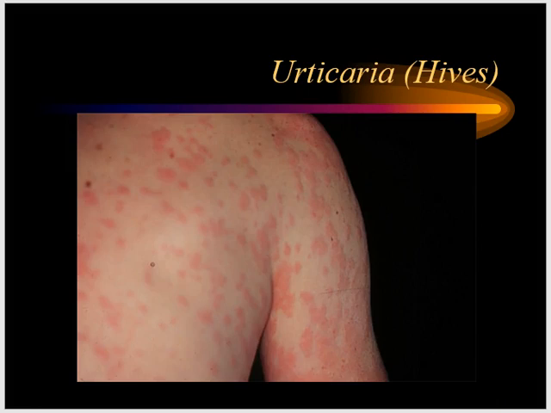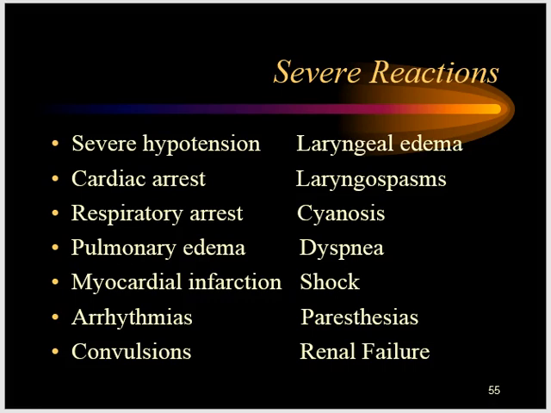And here's a picture of somebody with urticaria. It's just a widespread outbreak of hives. Now, here's a list of some severe reactions. Severe hypotension, cardiac arrest, respiratory arrest, pulmonary edema, that's fluid buildup in the lungs. Myocardial infarction would be a heart failure, arrhythmias, convulsions, laryngeal edema, which can keep a patient from being able to breathe. They can suffocate to death.